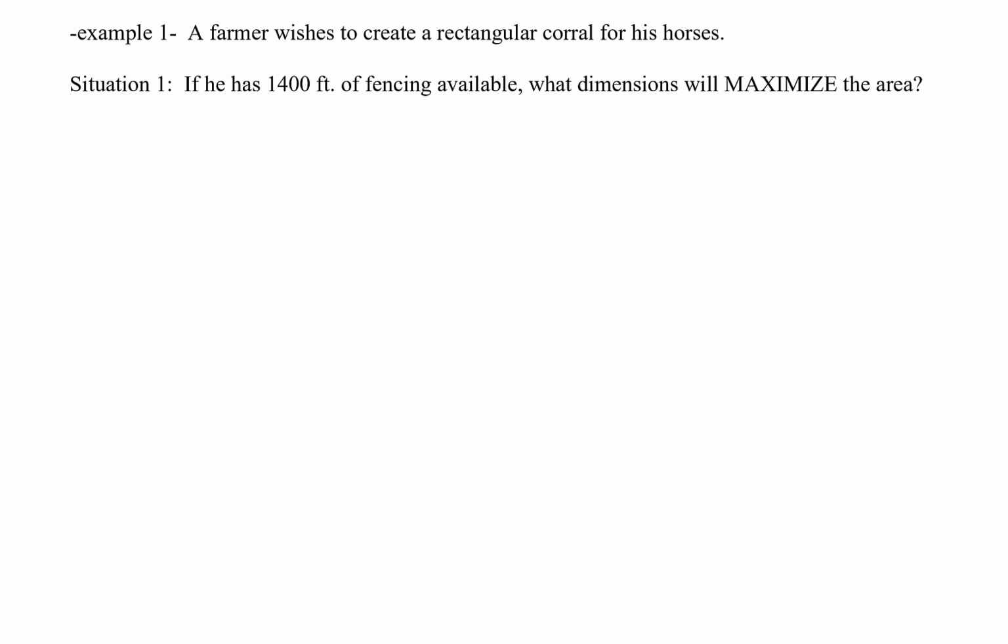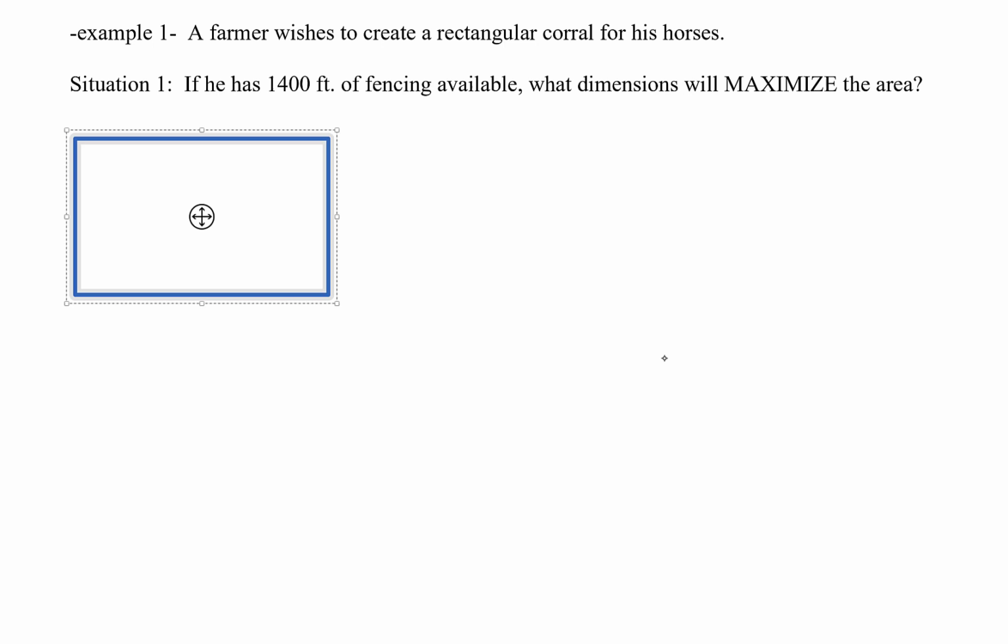So in this problem, it says that the farmer wishes to create a rectangular corral. We're going to need to use a little bit of what we learned in geometry for our geometric formulas. Because it's asking for a rectangular corral, I'm going to need to use some of my formulas for a rectangle. It is providing us here with the 1,400 feet of fencing available, and that 1,400 feet of fencing represents our perimeter. So I'm going to draw a rectangle.